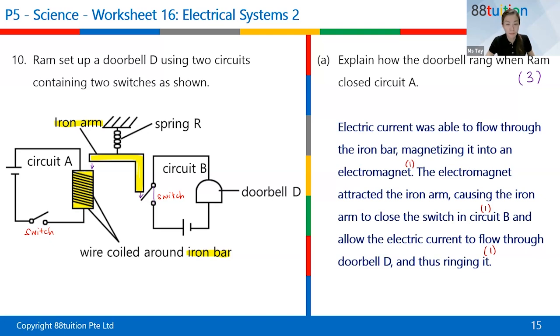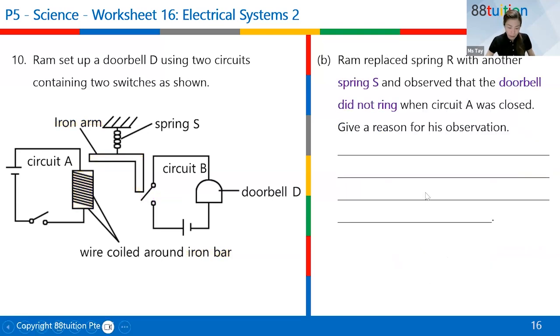So now, Ram replaced spring R with another spring. So now I indicated this is spring S. And he observed that the doorbell did not ring when circuit A was closed. Can you give a reason why? How come the doorbell doesn't ring? So after closing this switch here, it seems like the doorbell didn't ring. So what does it tell you?